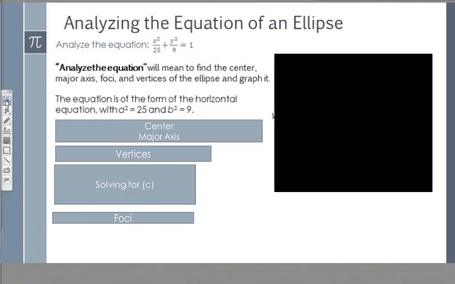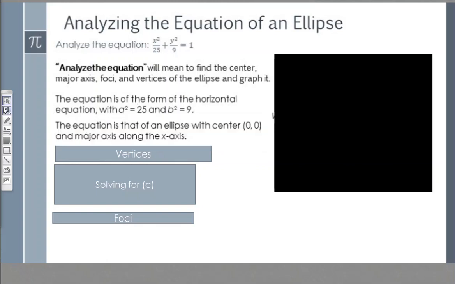Now, to get the center, my center is 0, and I know that because I got x squared and y squared up here all by itself. Remember when we were talking about a circle, we said when we see x squared, that's x minus 0 in the parentheses squared. Okay, so that's how I know my center is 0. And my major axis is along the x-axis.